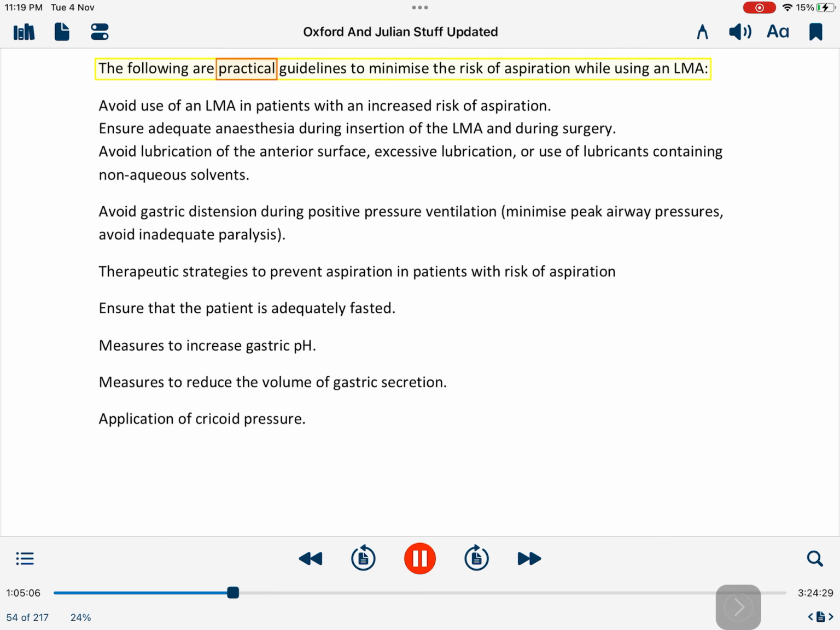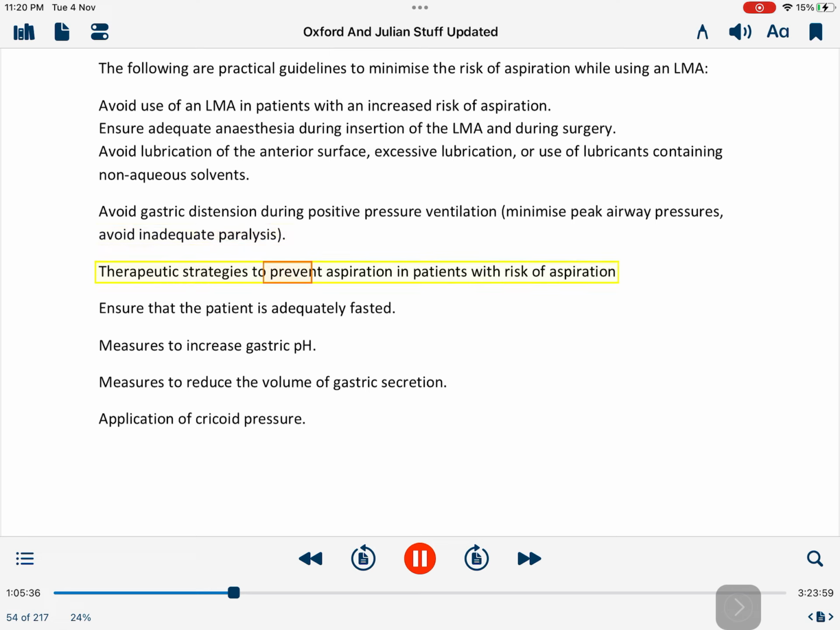The following are practical guidelines to minimize the risk of aspiration while using an LMA. Avoid use of an LMA in patients with an increased risk of aspiration. Ensure adequate anesthesia during insertion of the LMA and during surgery. Avoid lubrication of the anterior surface, excessive lubrication, or use of lubricants containing non-aqueous solvents. Avoid gastric distension during positive pressure ventilation. Minimize peak airway pressures. Avoid inadequate paralysis.